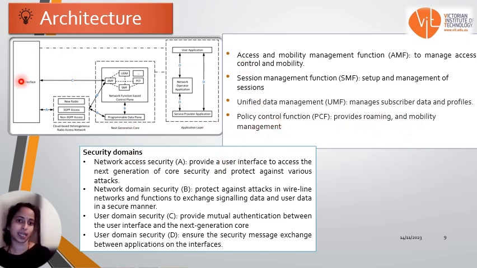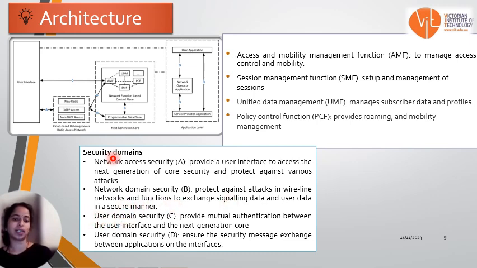Beyond that, there is a security domain, written like A, B, C, D. The first one is network access security, written as A. It gives security between the interface and the next generation core and protects against various attacks. Then next comes B, which is network domain security. It protects the wireline network functions and the exchange of signaling data and user data in a secure manner.